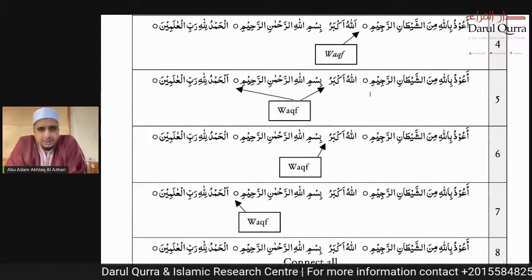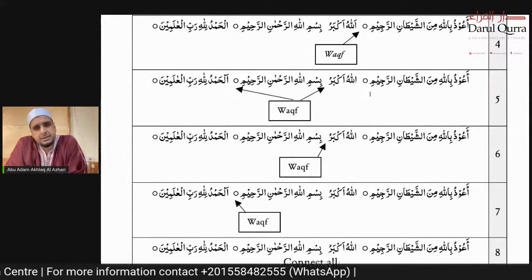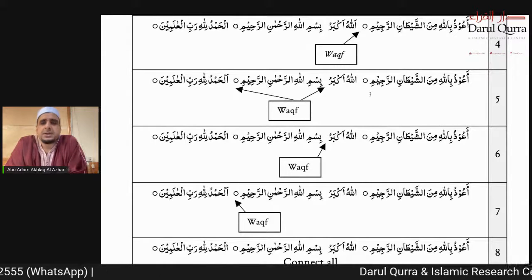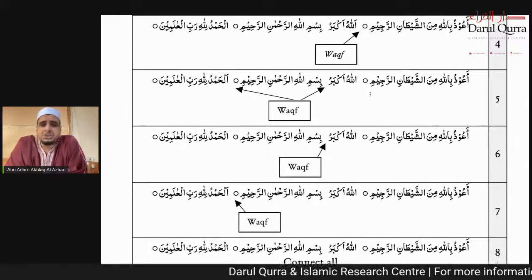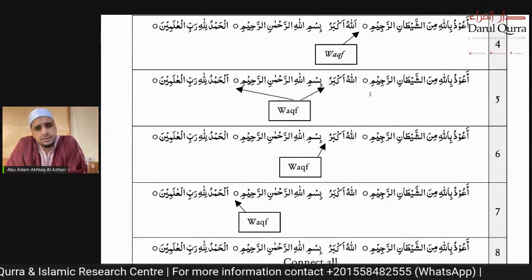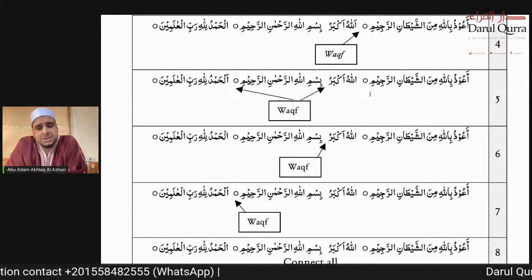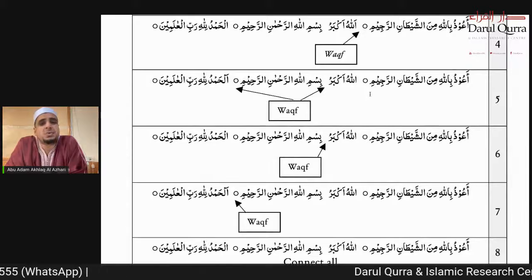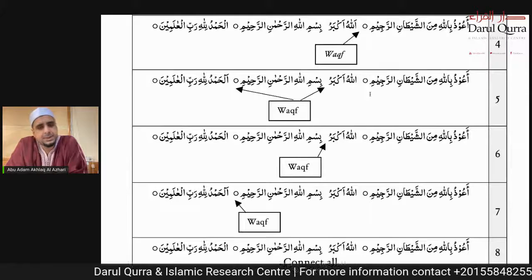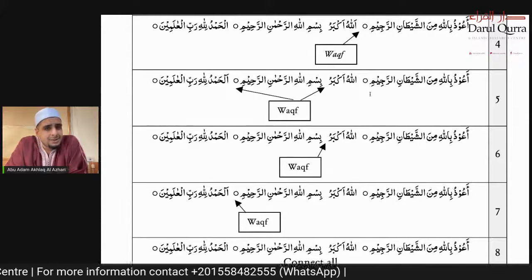Fifth scenario. We're going to do waqf in two places. After the takbir, okay, before basmala and after basmala. So this will be recited as follows. A'udhu billahi minash shaytanir rajim. Allahu akbar. So you notice how I did that? Again. A'udhu billahi minash shaytanir rajim. Allahu akbar. Bismillahir Rahmanir Rahim.